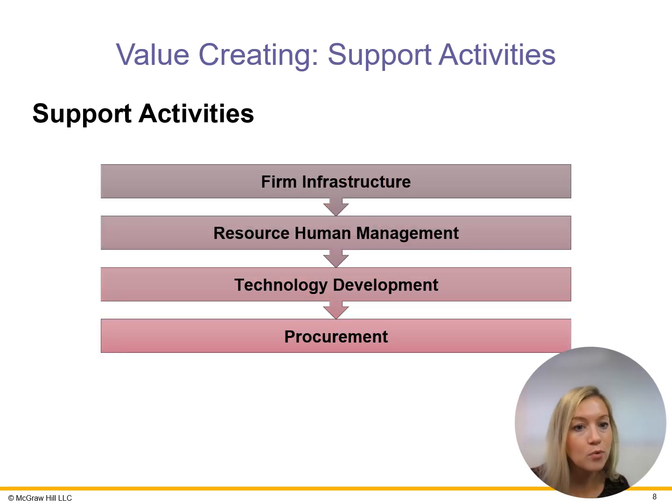The four support activities in Porter's value chain are the firm infrastructure, how the firm is set up for doing business. Are the internal processes aligned and efficient? Human resource management, how the firm ensures it has the right people in place, trains them, and keeps them. Technology development, how the firm embraces technology usage for the benefit of its customers. And then lastly, procurement, how the firm deals with vendors and quality issues.